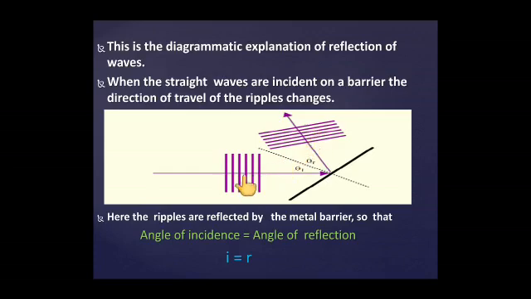Also, you can see that when the straight lines were incident on the barrier, they produced an angle. And this was the same as the angle produced when they reflected. This gives us the relation: angle of incidence is equal to angle of reflection. Do you remember this relation? Yes, we have already studied this as one of the laws of reflection of light.